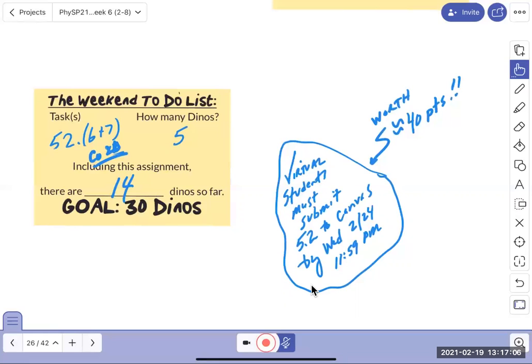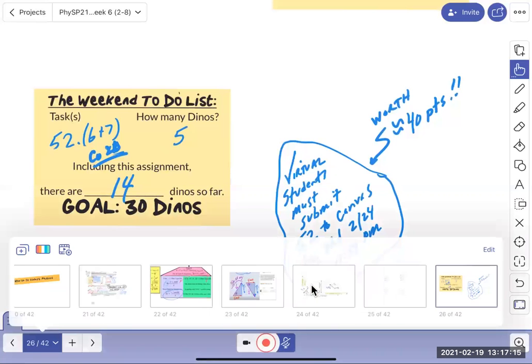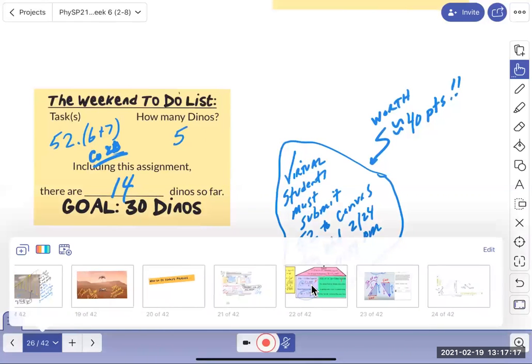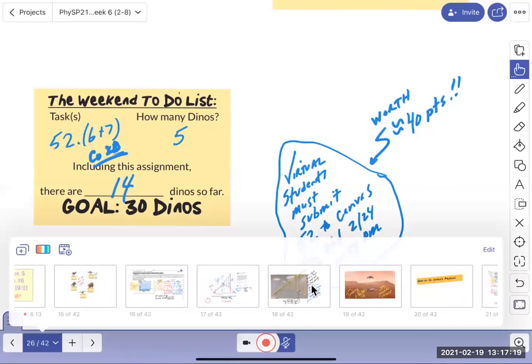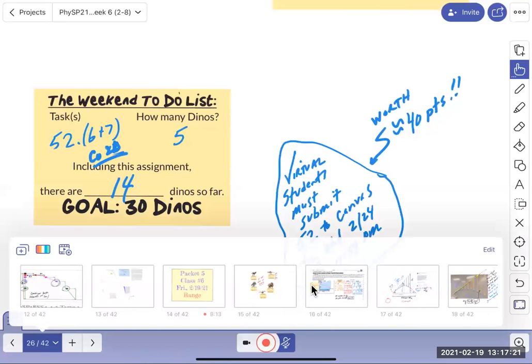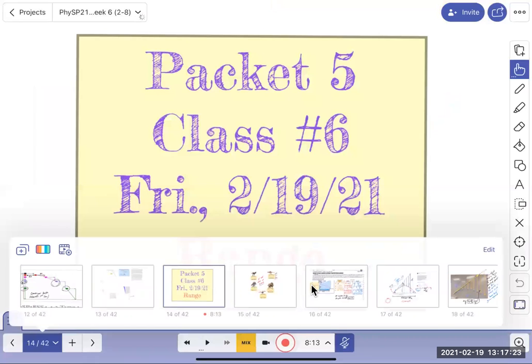So I'll try and limit the number, maybe only 2 pages per packet that you'd have to turn in, but this is a pretty critical one. As you can tell, we've been on it a while. You still turn it in with your packet. So that's the dino situation.